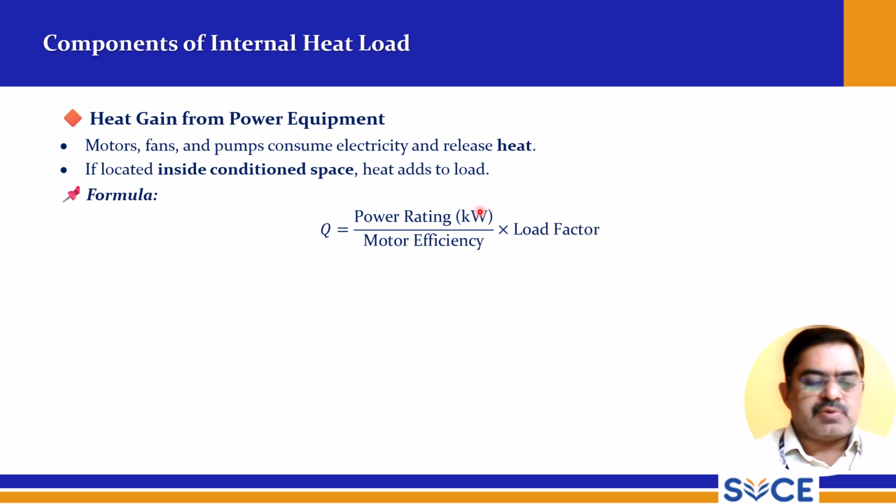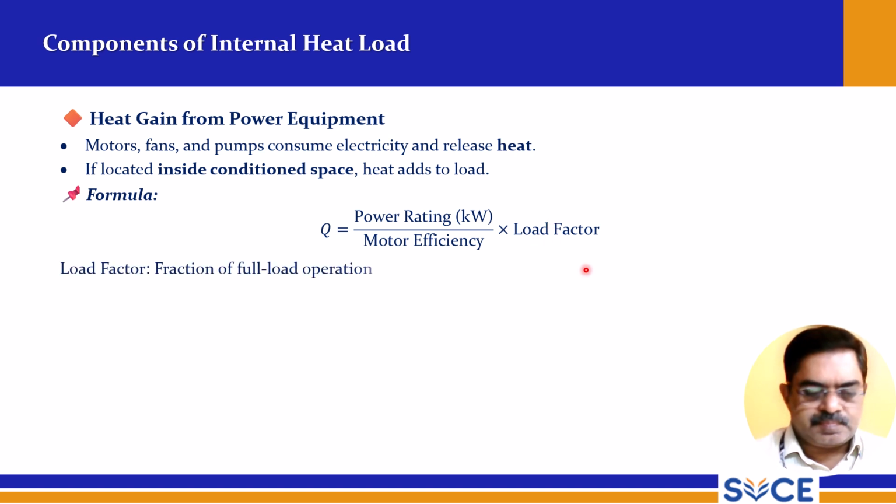The formula to calculate the heat gain from power equipment is Q equals power rating in kilowatts divided by motor efficiency or fan efficiency, whatever the appliance may be, times the load factor. The load factor is the fraction of full load operation.